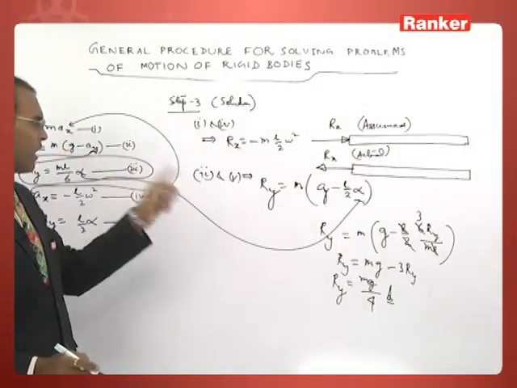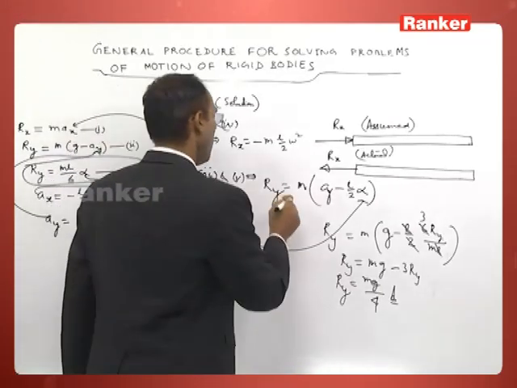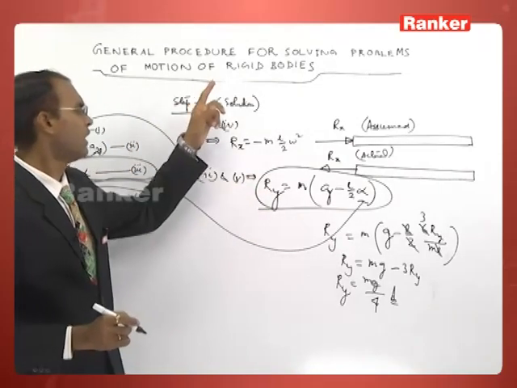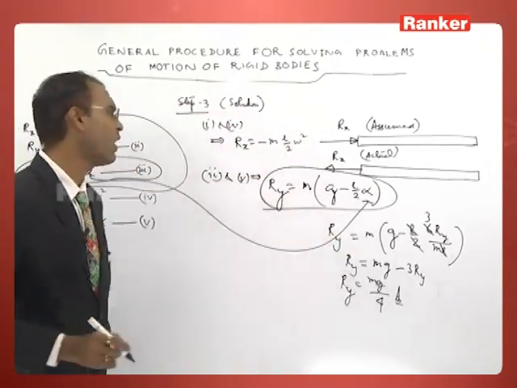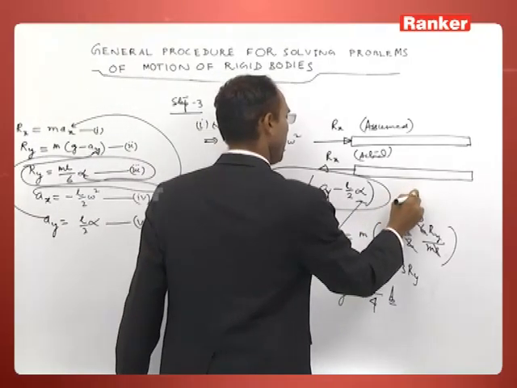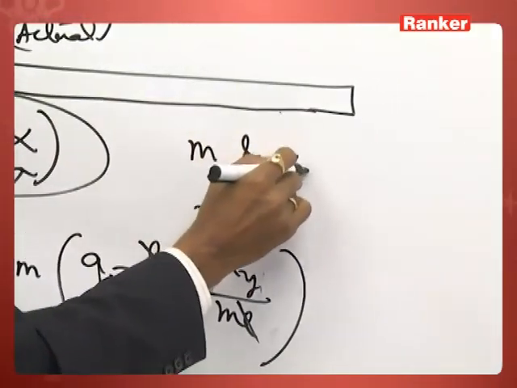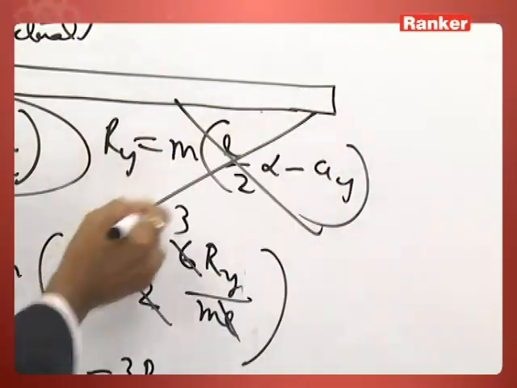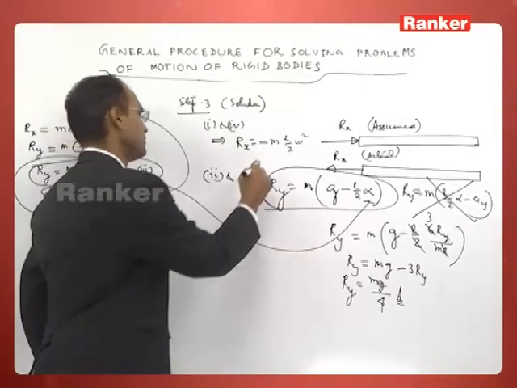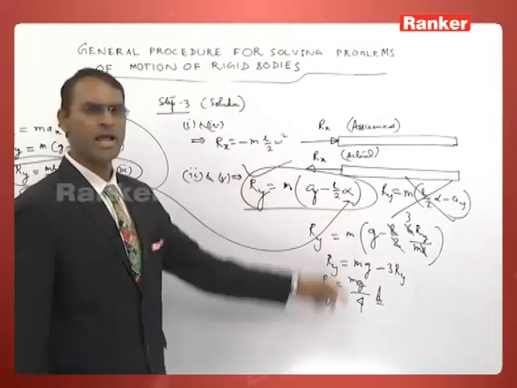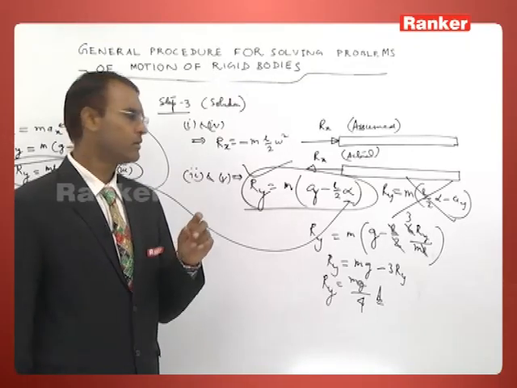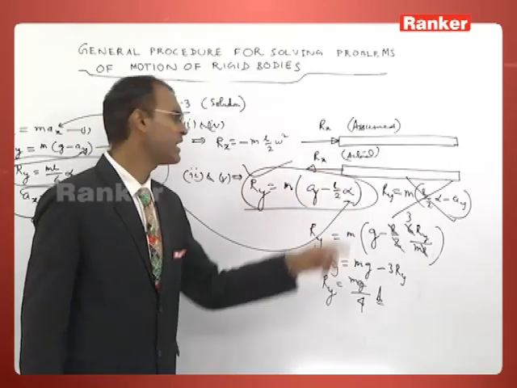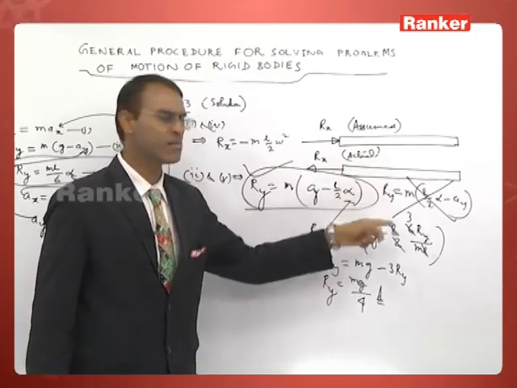We got the wrong answer because instead of writing this equation, Ry is equal to m into g minus L by 2 alpha, we wrote m L by 2 alpha minus g, that is equal to Ry. This is a wrong equation. This is a correct equation. We committed the mistake due to the incorrect direction of the forces and assumed direction of acceleration of the center of mass.